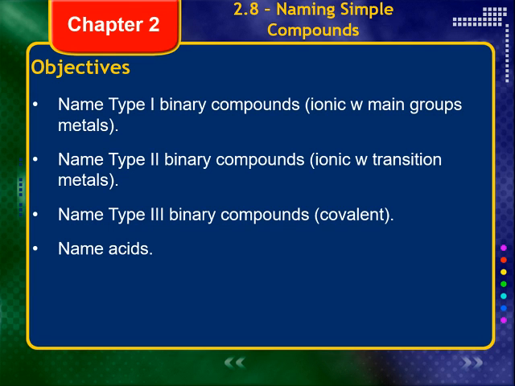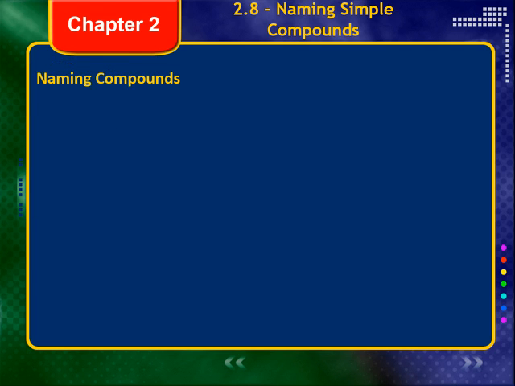What I want you to get at: name type 1 binary compounds, name type 2 binary compounds, name type 3 binary compounds, and name acids. Pretty simple. Be able to name the stuff we're talking about. So let's get into it.